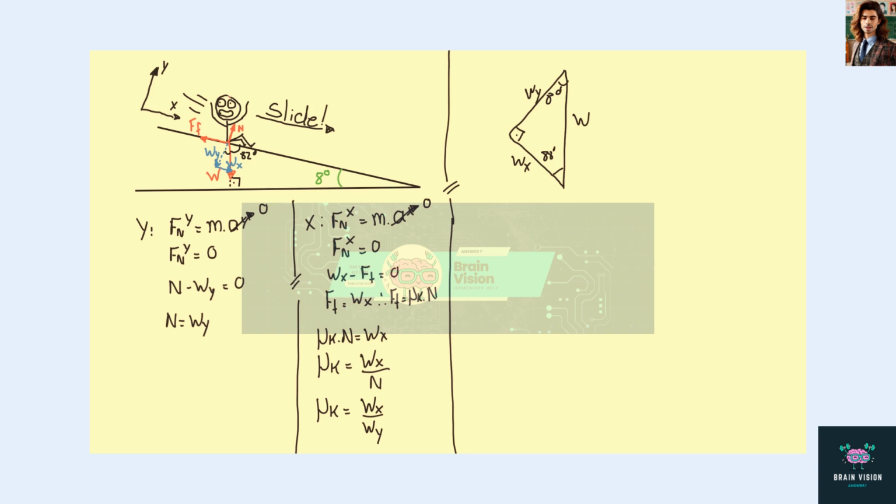Well, note that the tangent of this 8-degree angle is given by the opposite side of the triangle, Wx, divided by the adjacent side of the triangle, Wy. Then, the kinetic frictional coefficient is given by the tangent of this 8-degree angle. And this results in a frictional coefficient of approximately 0.141. And this is the answer to this question.